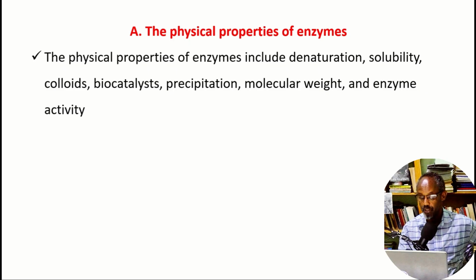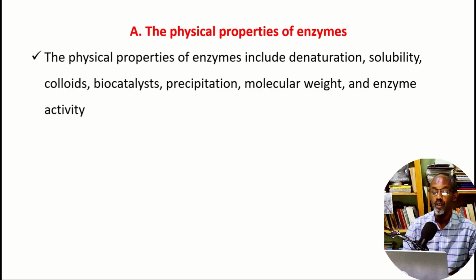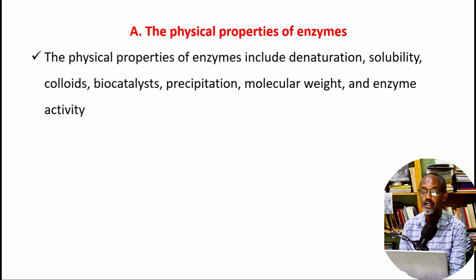Colloidal means they can't easily pass through membranes because of their huge molecular weight. Enzymes do have very big molecular weight, so they can't come out of a membrane easily. That gives them the property of colloidal nature. They are biocatalysts. Precipitation, they can precipitate. You can precipitate out, crystallize, and isolate enzymes in the form of crystals. This is a physical property. Molecular weight, huge molecular weight, is another physical property.